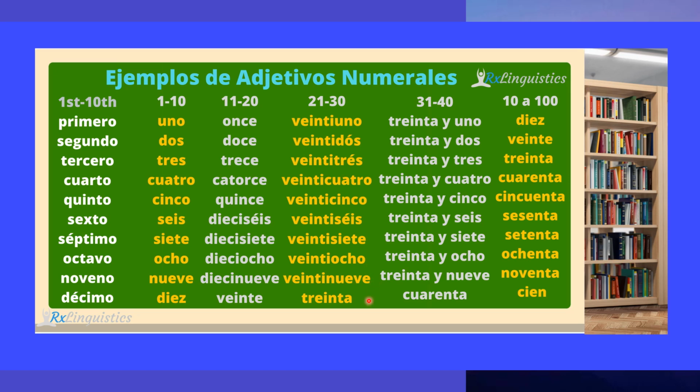From 30, when you add a single digit, you put Y in between. Y stands for and. It's E in English, it's Y in Spanish. But when we are in the 20s, you put them together. You write them together. 21. But here you don't say it together, you say 31 with the Y in between. From 30 all the way to 90, same thing.